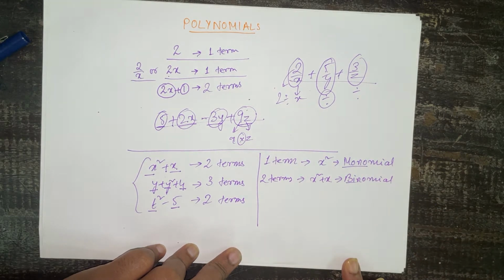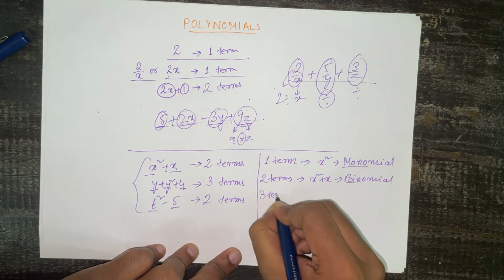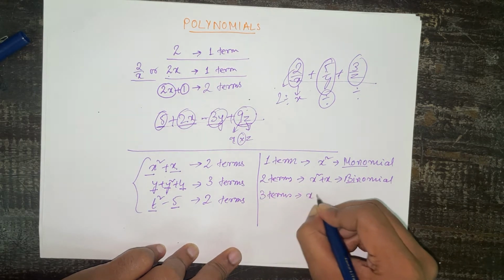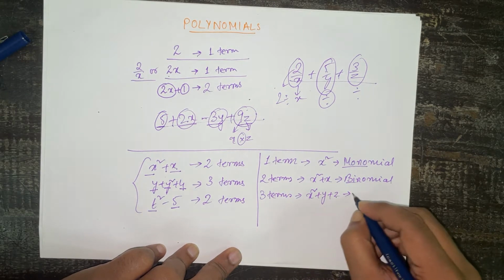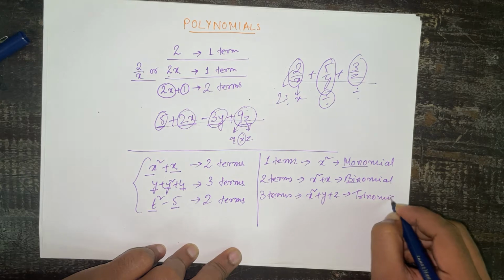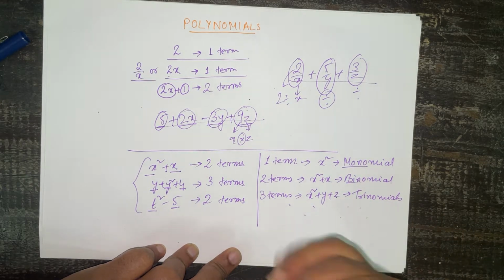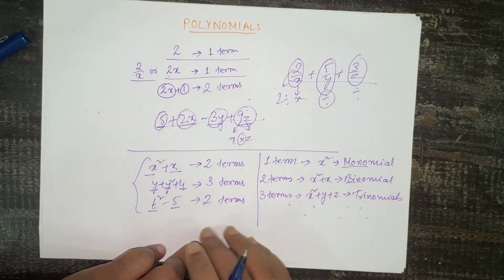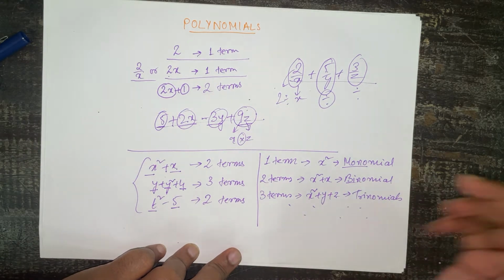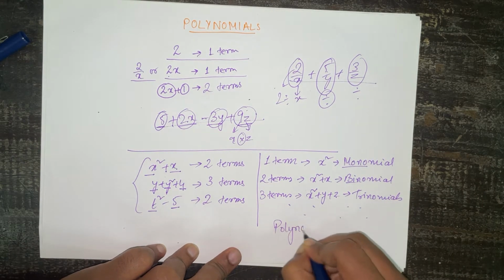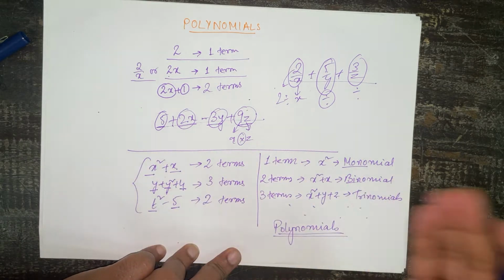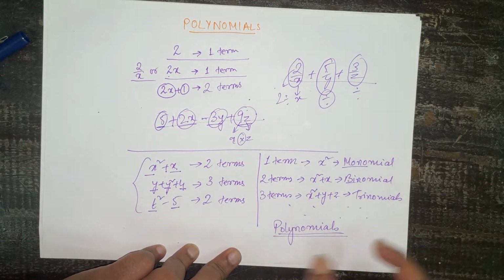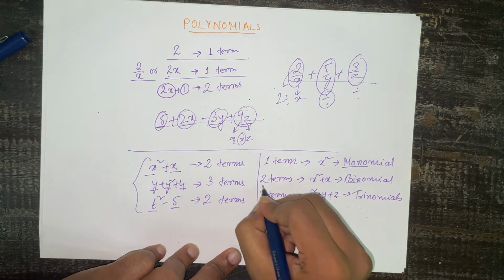Bi means two. If they have three terms, suppose x square plus y plus z, whatever we want to write, three different terms, these are called trinomials. Okay, and this will go on like this. So any mathematical expression containing more than two terms, meaning multiple terms, is called a polynomial. So here we come to the name of the chapter, polynomials. Polynomials means a mathematical expression containing multiple terms. So multiple terms will constitute a polynomial, basically containing more than one term.